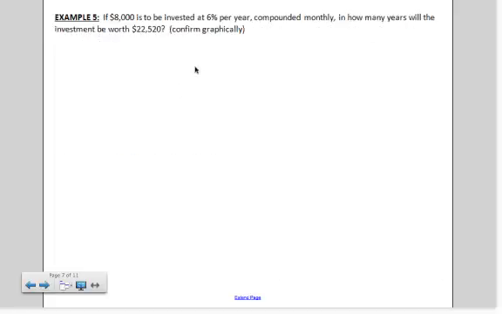All right, if $8,000 is to be invested at 6% per year compounded monthly, how many years will the investment be worth 22,520? Okay. So, we have the equation for compound interest, A equals P times 1 plus r over n to the nt. You remember doing those very recently? Yeah, they were on the test.